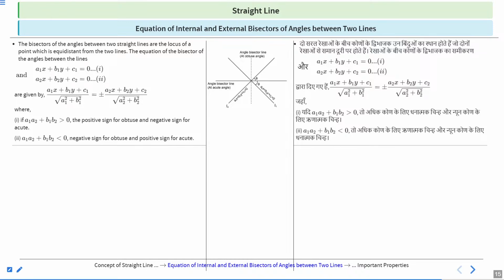Therefore, the equation of bisector is basically (a1x plus b1y plus c1) upon root over a1 square plus b1 square is equal to plus minus (a2x plus b2y plus c2) upon root over a2 square plus b2 square. Now, if a1a2 plus b1b2 is greater than 0, then the positive sign is for obtuse angle and negative sign for acute angle, right? And if a1a2 plus b1b2 is less than 0, then negative sign is for obtuse angle and positive sign for acute angle, right?